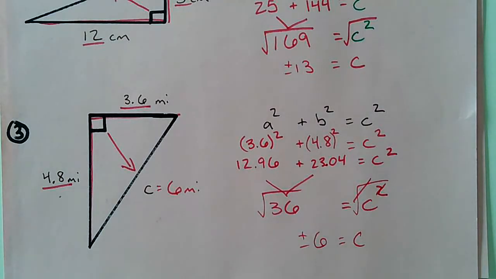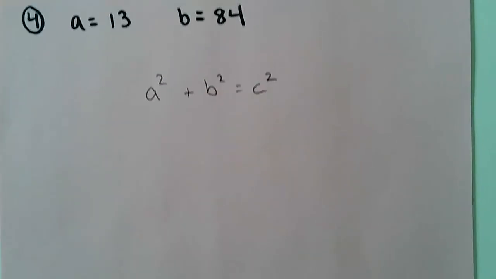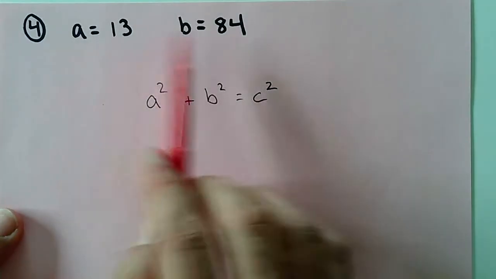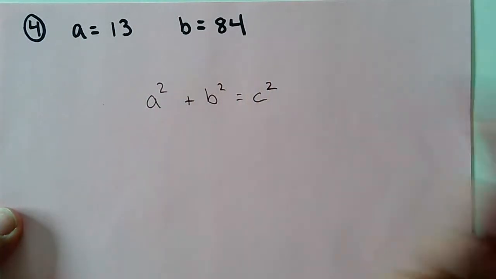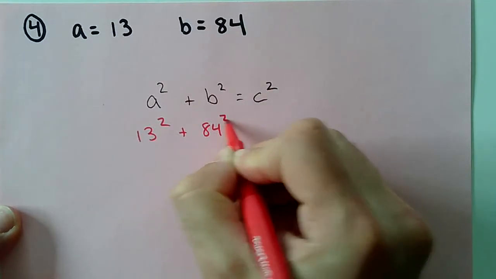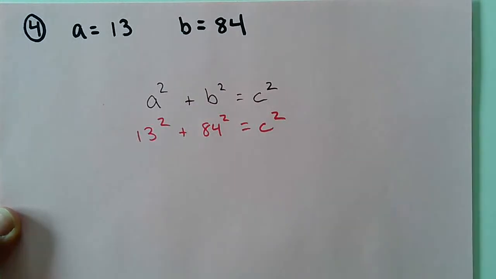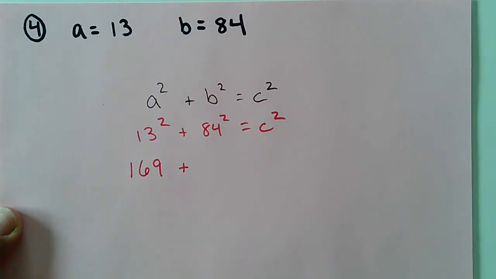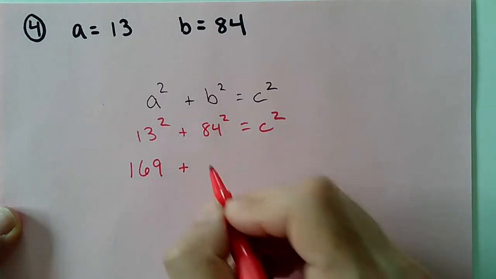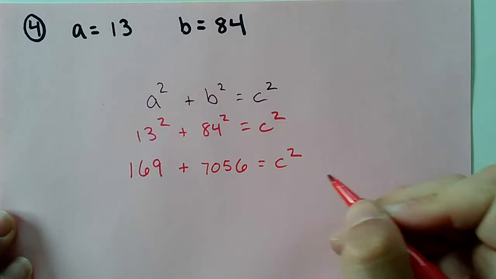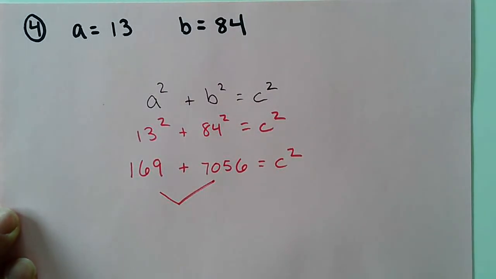All right, hang in there with me. I got one more quick one. It's just a problem where we don't have any diagram. We just have measurements. So we're going to run through this real quick. I know A, I know B, I know those are legs, so they're going in for A and B. 13 squared, 84 squared, C squared. 13 squared is 169. 84 squared, I'm going to have to use the calculator, 7,056 equals C squared. Add those together.